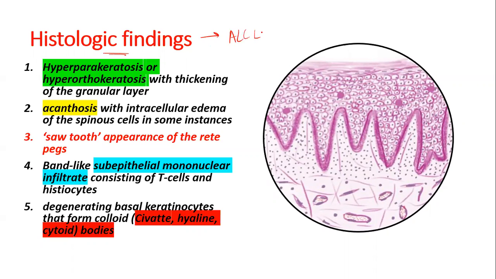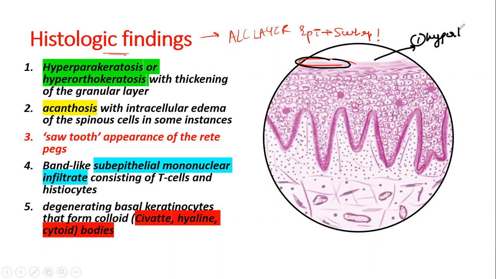Why? Because it affects all the layers of the epithelium and subepithelium, right? So it affects epithelium as well as subepithelium. Starting with the first layer, here we have hyperkeratosis. Okay, so the first point is hyperkeratosis in the form of hyperparakeratosis or hyperorthokeratosis.